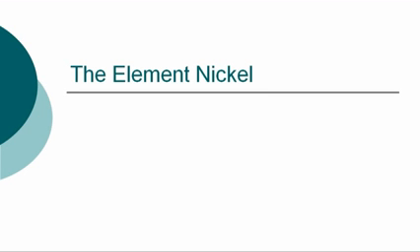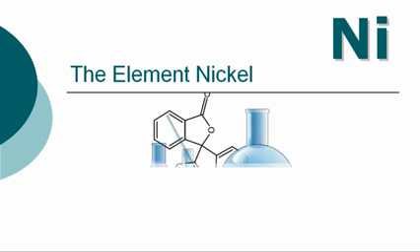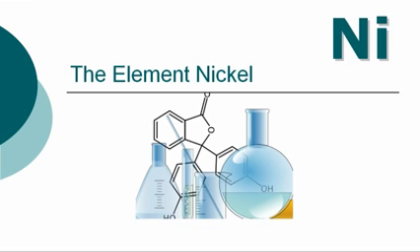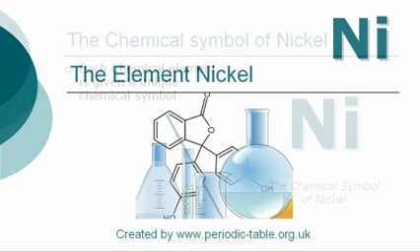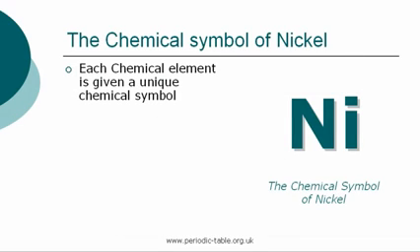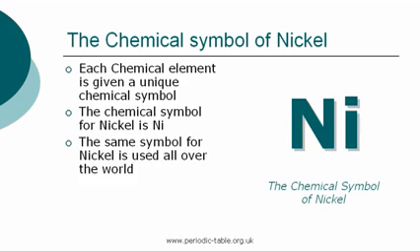This short, simple guide to the element nickel will provide facts and information for chemistry students who are learning about the periodic table, and in particular, the element nickel. Each chemical element is given a unique chemical symbol, which is used all over the world. The chemical symbol for nickel is Ni.